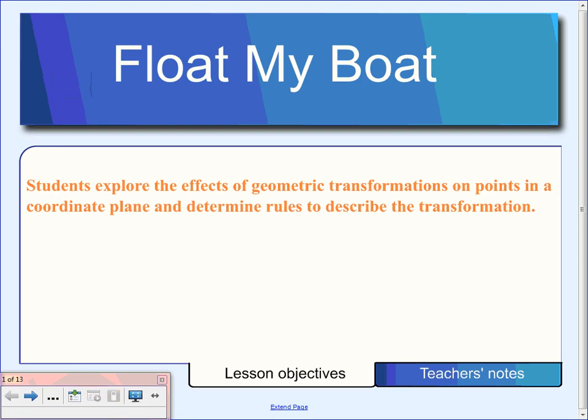As you can see from the objective, today students will be exploring the effects of geometric transformations on points in the coordinate plane and determine some rules to describe these transformations. So we're going to go back to a little bit of your geometry skills. Hopefully you still have some geometry skills. All right? Everybody remember everything about geometry? No. We're going to find out what you do.